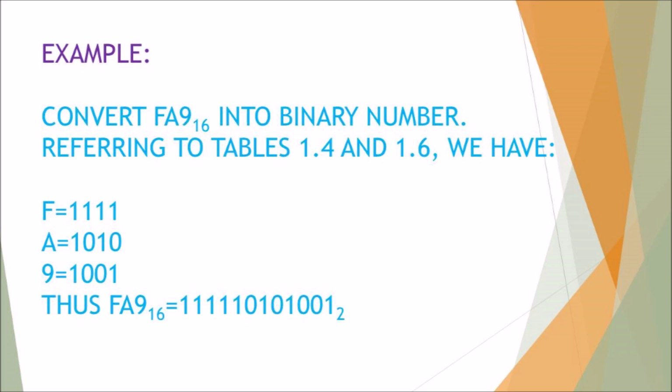Here you see the example. Convert FA9, that is base 16, into a binary number. In the previous table, the binary value for A is 1010. Likewise, for F it is 1111, and for 9 it is 1001. Now you have to write the binary numbers in order. So for FA9, F is 1111, A is 1010, and 9 is 1001, and you have to mention the base value as 2.